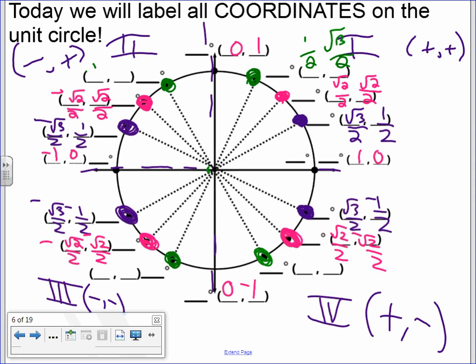1/2, radical 3 over 2. Just make sure your negatives are in the right spots. 1/2, radical 3 over 2. Double negative. 1/2, radical 3 over 2. Y is negative.